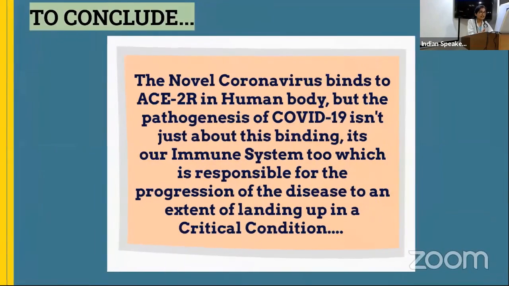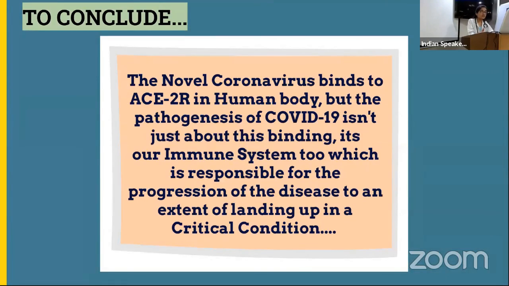Finally, to conclude, the novel coronavirus binds to the ACE2 receptors in the human body, but the pathogenesis of COVID-19 isn't just about this binding. It's our immune system too, which is responsible for the progression of the disease to an extent of landing up in a critical condition.